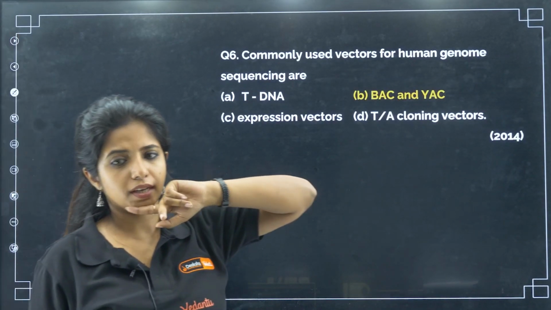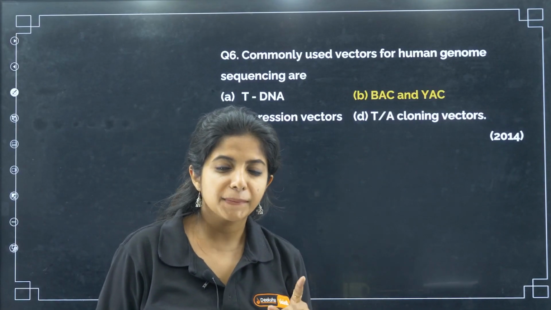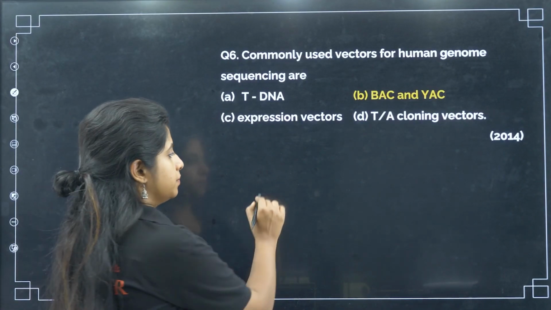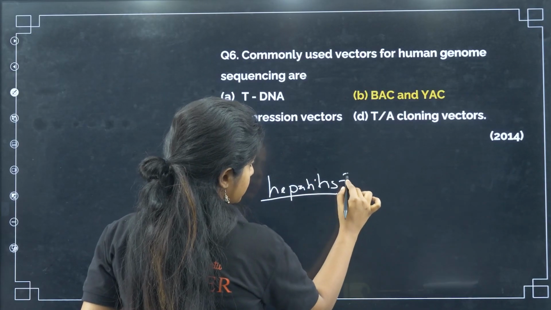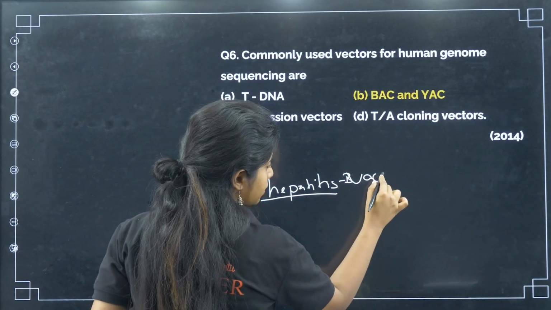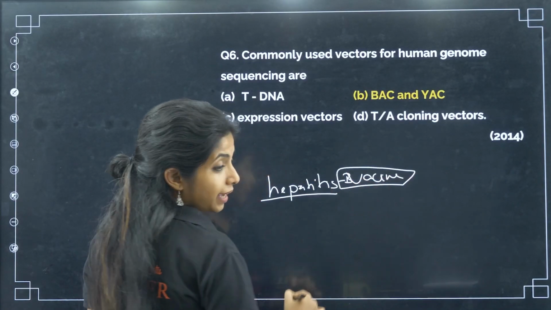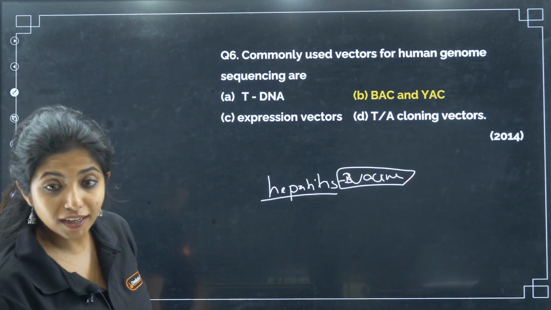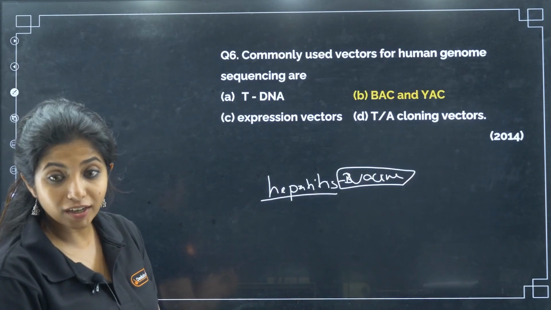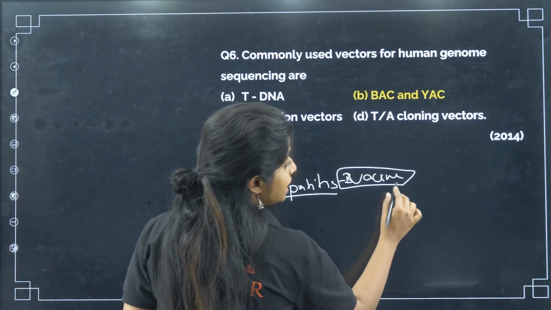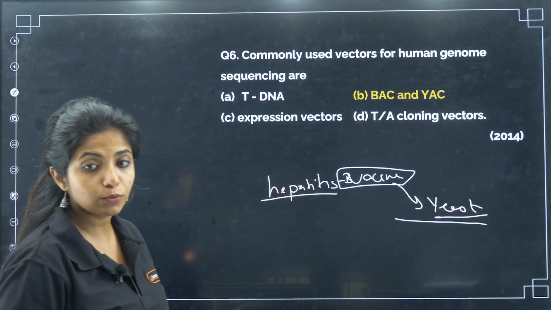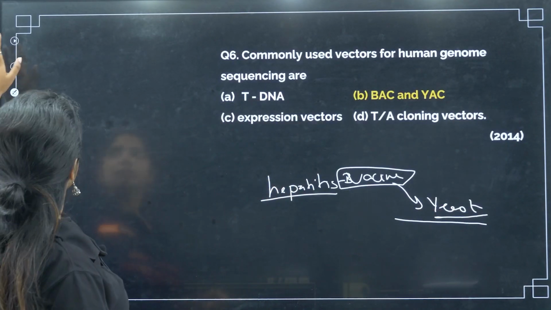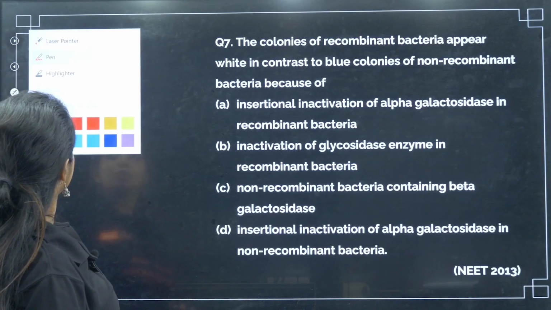Tell me one more thing. Hepatitis B vaccine. Since I remember it, I am telling you right now. Hepatitis B vaccine was made with the help of what? Yeast artificial chromosome, yeast. With the help of yeast only this particular vaccine was being made. Remember that.